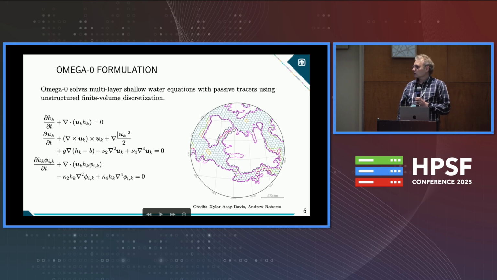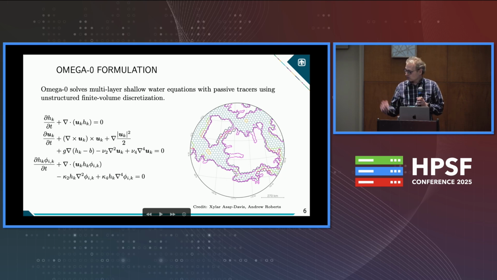Omega 0 solves the shallow water equations using an unstructured mesh. An example is shown here. This is mostly hexagonal, with the finite volume method. And it's a multi-layer model, so above its horizontal surface, there is a number of vertical layers.